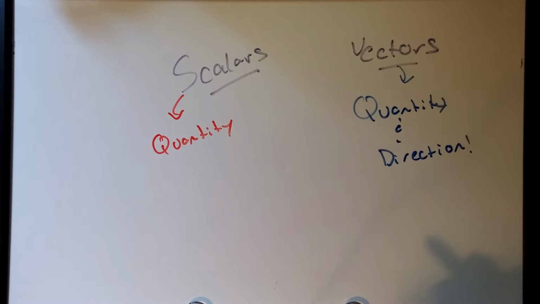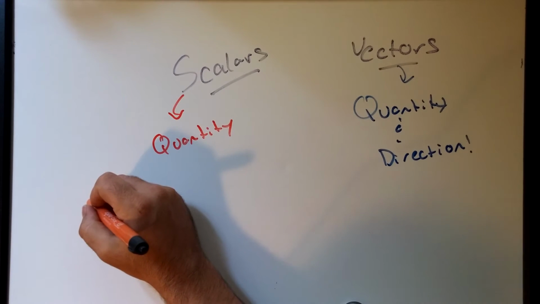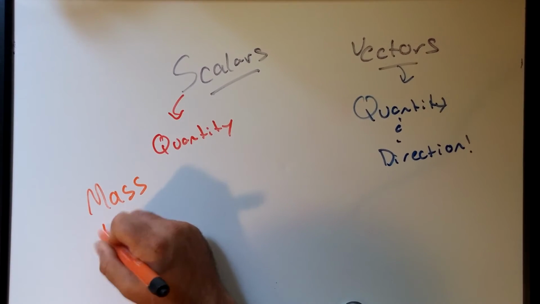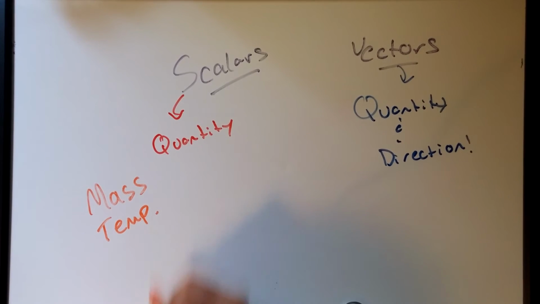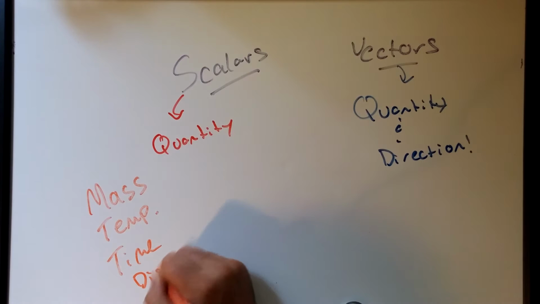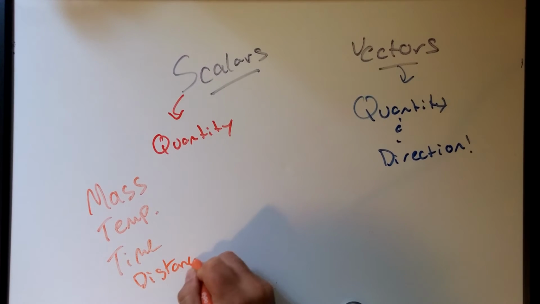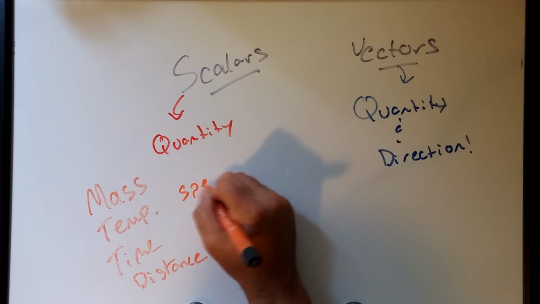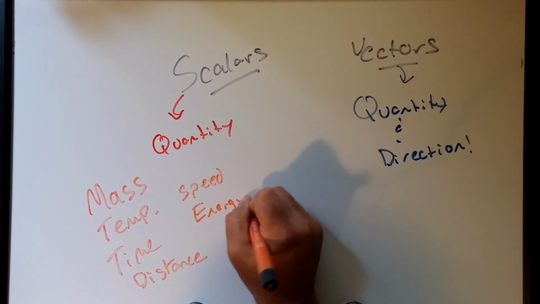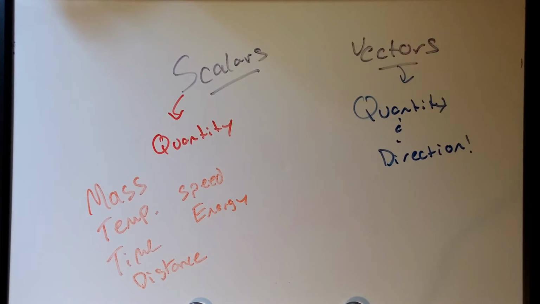For example, some common scalar terms would be terms such as mass, temperature, we've got time, distance, you have speed, energy. There's many more. With these, you don't need to know direction. We just need to know its value.